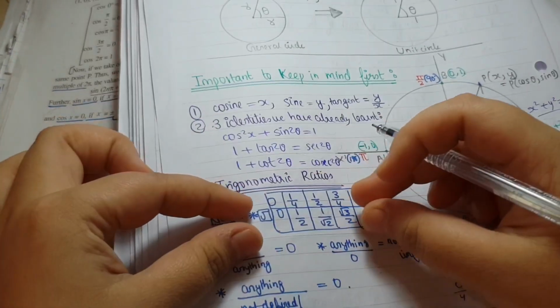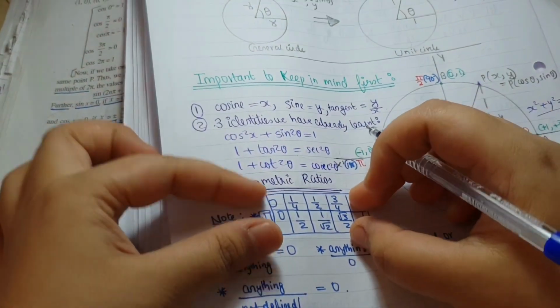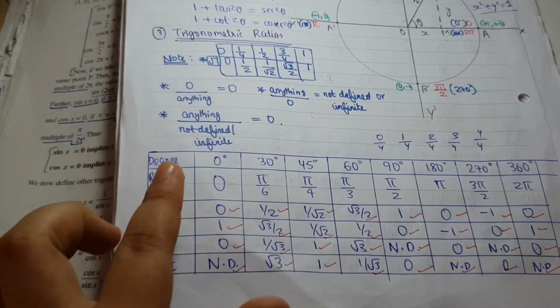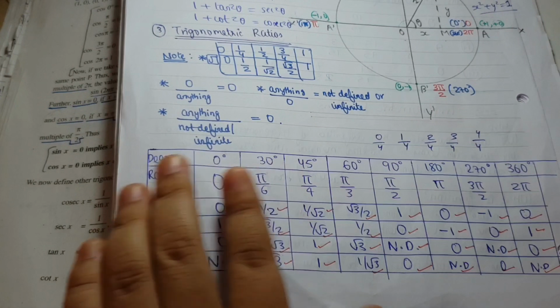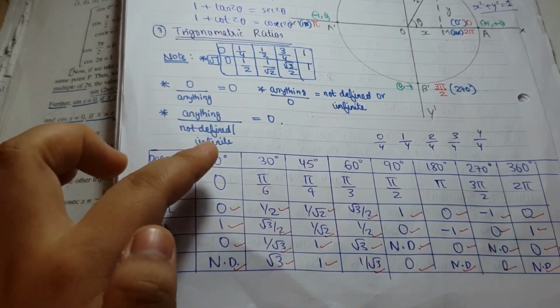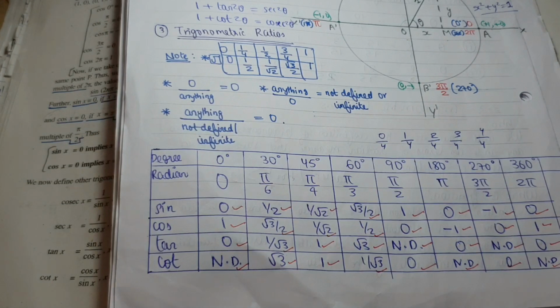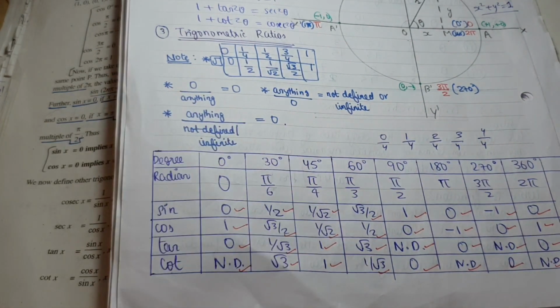Now why do I need this? Because these are basically the ratios of the given angles. Moving on to the main page here. Okay, so here we have degrees from 0 to 90 degrees, as you can see clearly, and the radians corresponding to all of them. I told you to learn this one, isn't it? Yes, you have to remember this part.